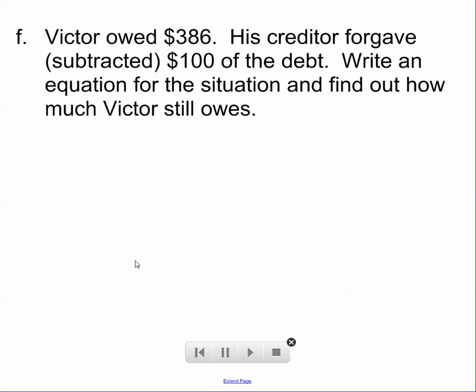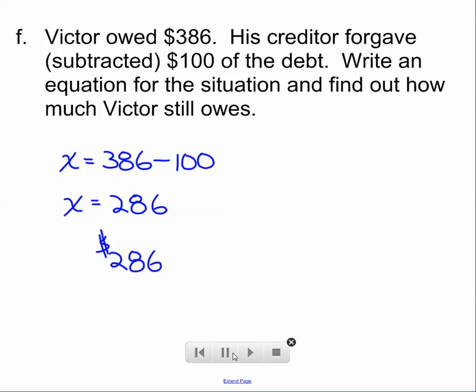And a real world use here of subtracting integers. Victor owed $386. His creditor forgave, forgave is another word for subtracted, $100 of the debt. What kind of deal he's got going on there. Write an equation for the situation and find out how much Victor still owes. How about this for our equation? The amount he owes equals $386 minus $100. 386 minus 100, or plus -100, is 286. So he owes $286.